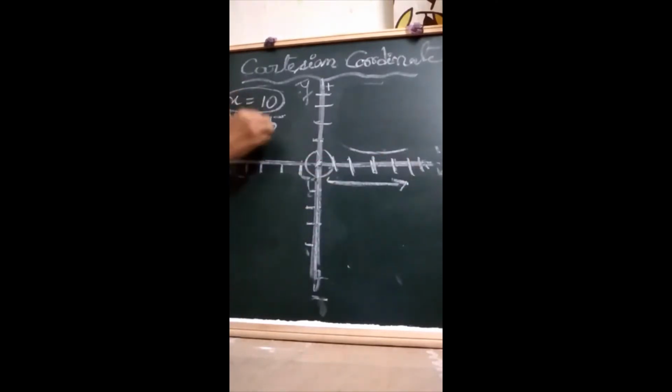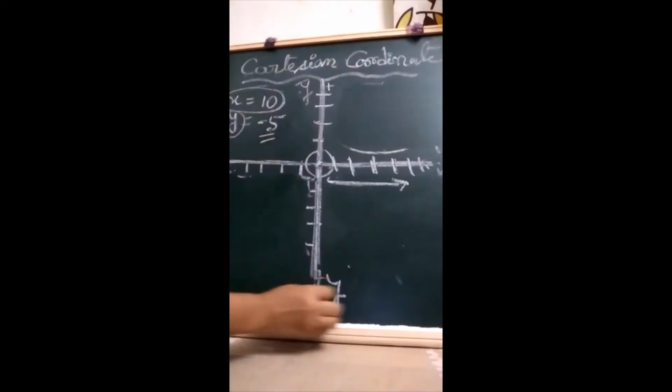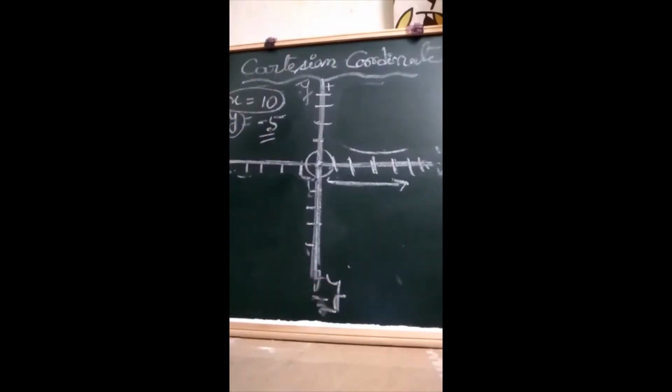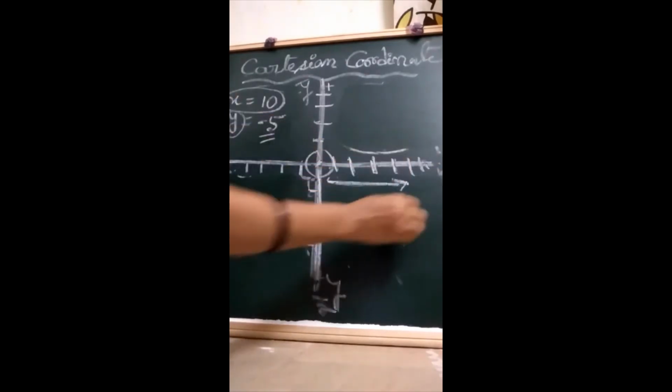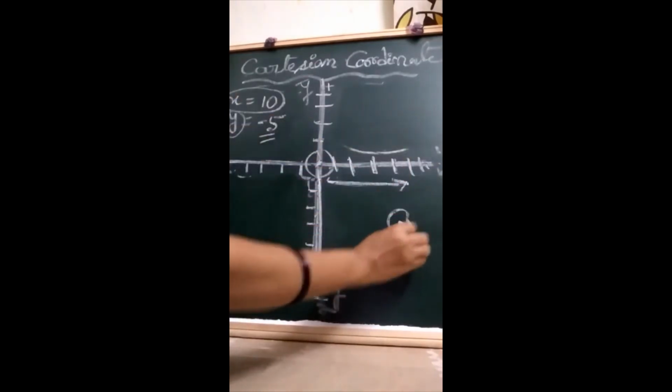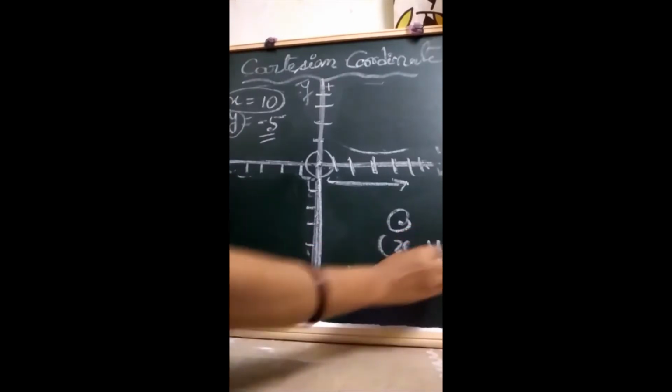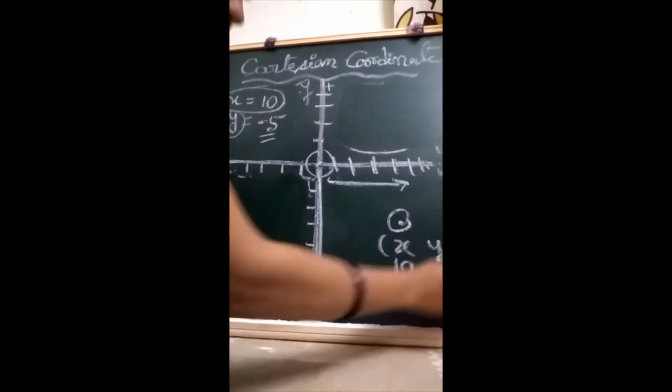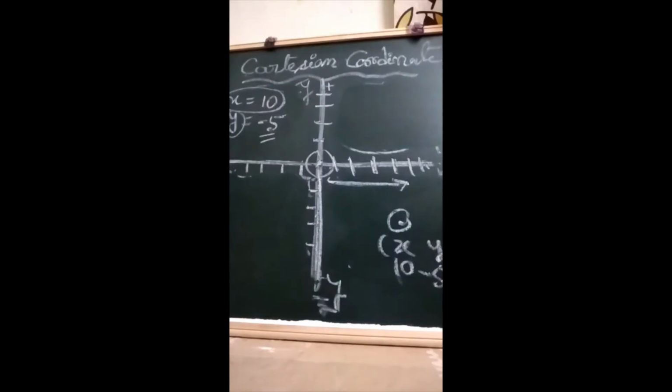Then y is minus 5, so you have to locate the minus 5 value on the negative y-axis. Then the two values decide the intersecting point, where x is 10 and y is minus 5. That way you can put all the values, negative and positive. You have to go along the axis and put the value according to your own scale. This is the basic system of the Cartesian coordinate system.